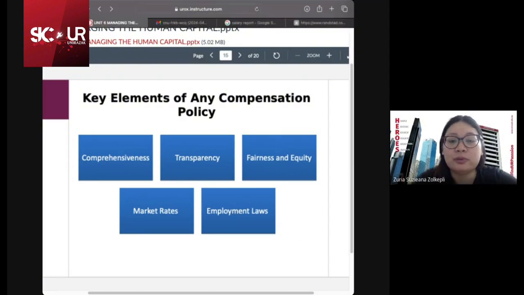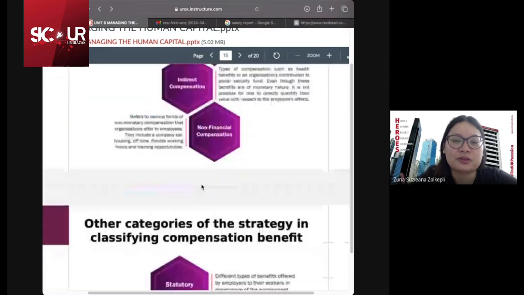And then it must be according to the employment laws, all right? So you want to avoid any kind of lawsuit. Make sure that your employee benefit is given, especially for a business in different geographical areas, different countries. So make sure that you are aware of the employment laws over here.